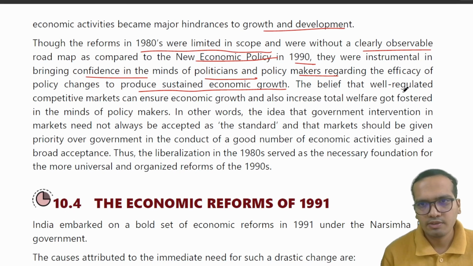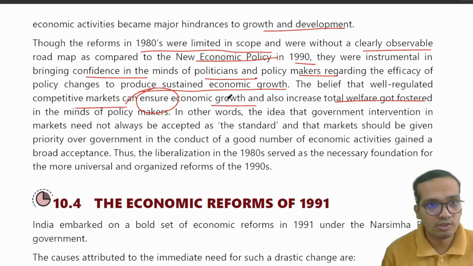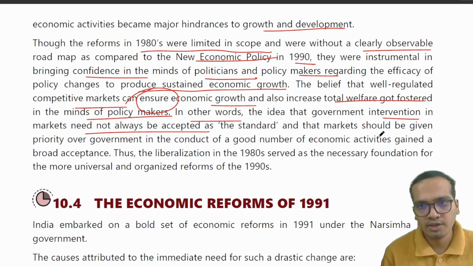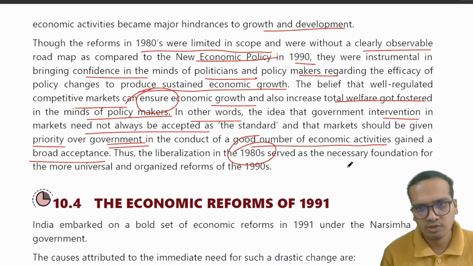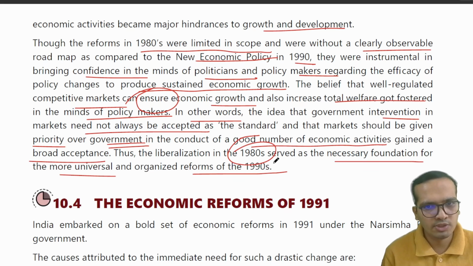The belief that a well-regulated competitive market can ensure economic growth and also increase total welfare got fostered in the minds of policymakers. In other words, the idea that government intervention in the market need not always be accepted as the standard, and that the market should be given priority over government in the conduct of a good number of economic activities, gained broad acceptance. Thus, the liberalization in the 1980s served as the necessary foundation for more universal and organized reforms in 1990s.